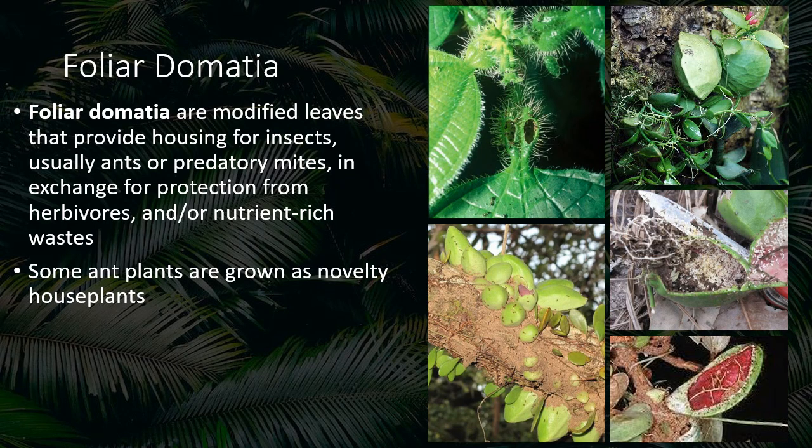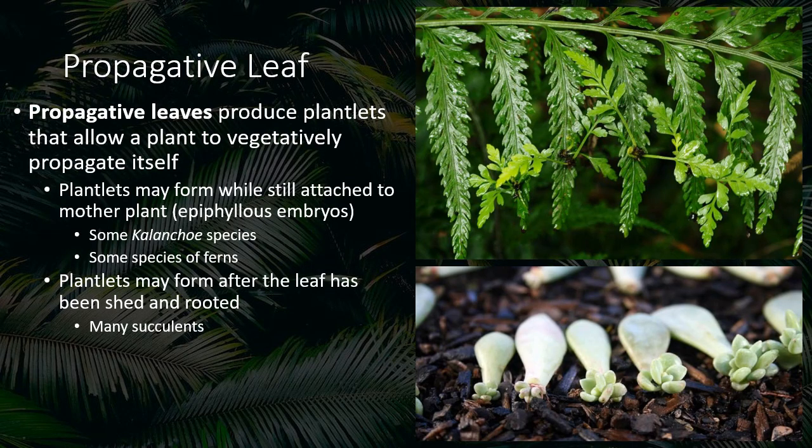Oh, we do have one more type of leaf, and that is a propagative leaf. Propagative leaves are leaves which produce plantlets, and that's going to allow a plant to vegetatively propagate itself. These are plantlets which form while they're still attached to the mother plant. Sometimes they're referred to as epiphyllous embryos.